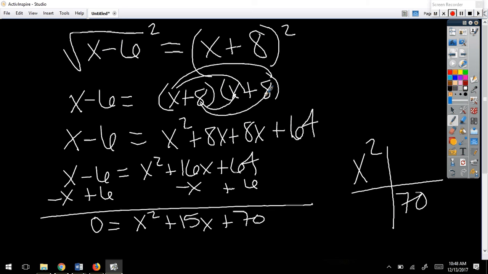Let's just start. This is good that we're having to do this to remind ourselves. 7 and 10 does not work. Unfactorable. I hope I wrote the problem wrong.